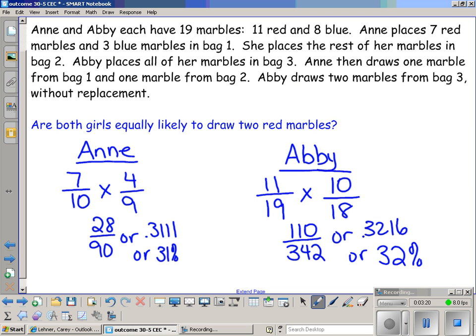So they are fairly close, but not exact. It does make a difference. In Anne's situation, we had 2 independent events. They were coming from 2 separate bags. So what happened in the first one didn't affect what was going to happen in the second one. But in Abby's situation, all of her marbles were within 1 bag. So what you picked for the first time makes a difference as to what we can pick for the second one. Those are dependent upon each other.